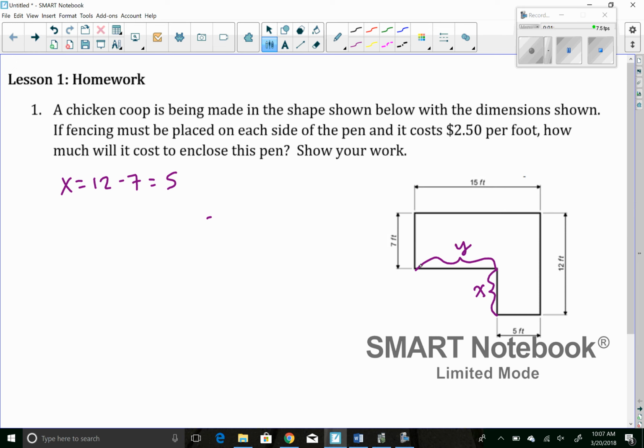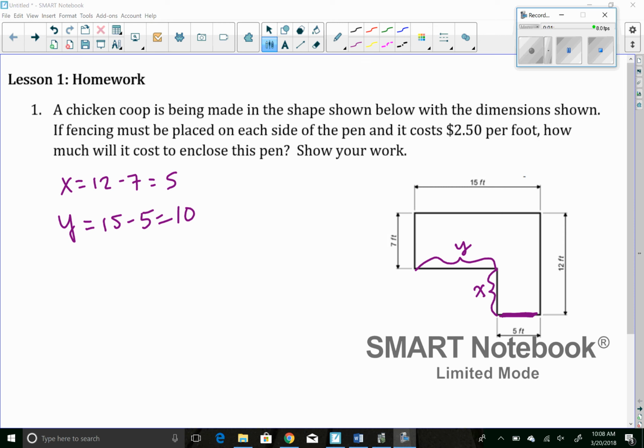Y, if you look, is part of the piece that's the same distance as 15. But part of 15 is also this 5 down here. So if I take out the 5, I can say that y is equal to 15 minus 5, which is 10. So now I know all of the different parts of this perimeter.